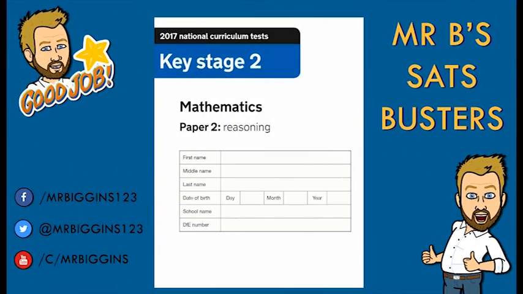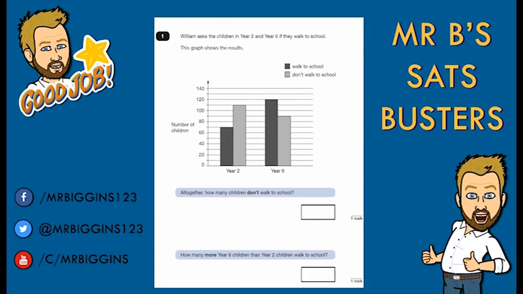The paper we're going to be working through today is the Key Stage 2 2017 Maths paper, and it's paper 2, which is one of the reasoning papers. Question 1 is asking us to look at some graphs, and it says, William asked the children in year 2 and 6 if they walk to school, and the graph shows the results, with the dark colour being walk to school and the lighter colour being don't walk to school. So the first one says, altogether, how many children don't walk to school?